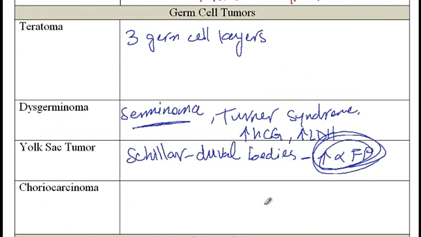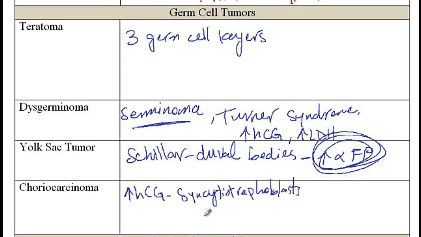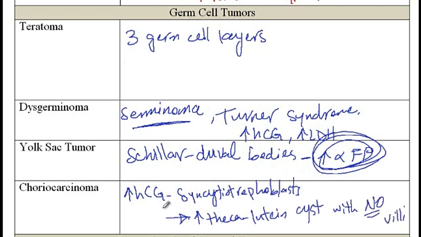The next form of ovarian tumor is the choriocarcinoma, and in these tumors there is increased production of human chorionic gonadotropin by the syncytiotrophoblasts, which will lead to increased frequency of theca lutein cysts with no villi. Generally, it's the human chorionic gonadotropin that leads to the formation of the theca lutein cyst, and in these tumors, since there is increased production of HCG, there would be increased frequency of the formation of theca lutein cysts.